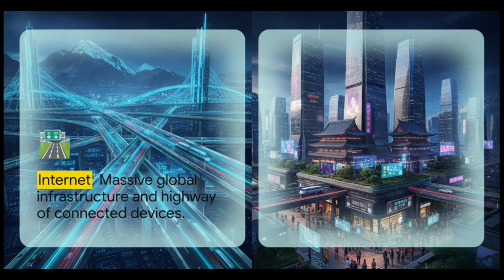Now on the flip side, we have the World Wide Web, or simply the web. If the internet is the highway system, the web is the collection of city destinations. It's the storefronts, the libraries, the neon-lit entertainment districts running on top of those highways. Basically, you use the internet to travel to the web.